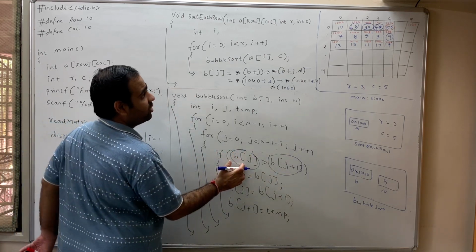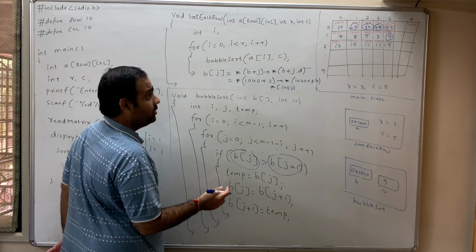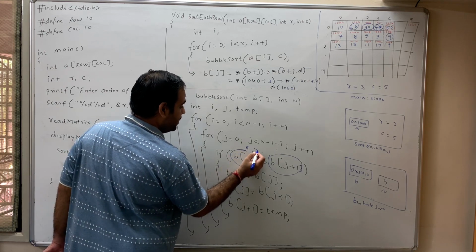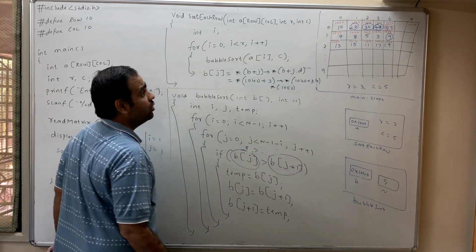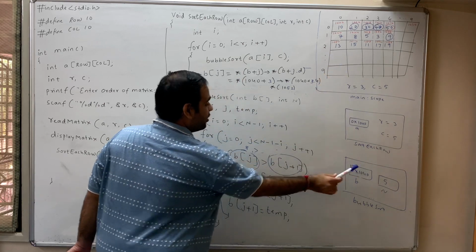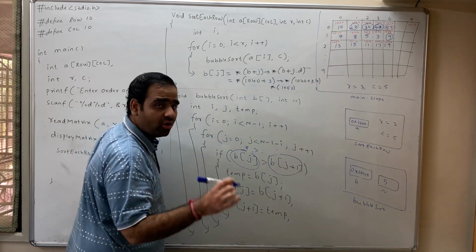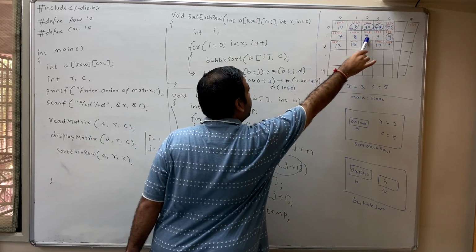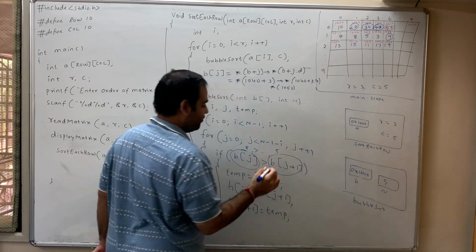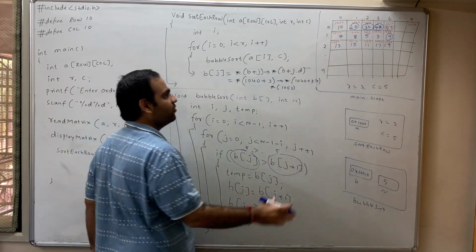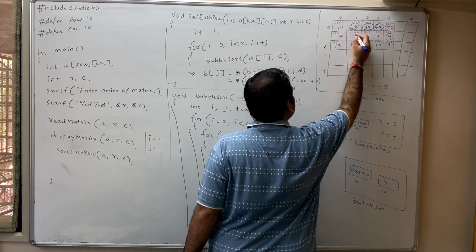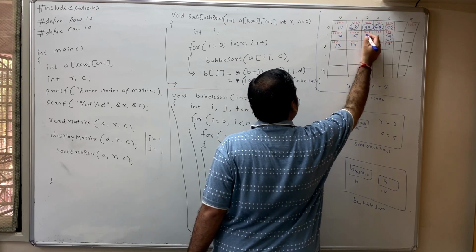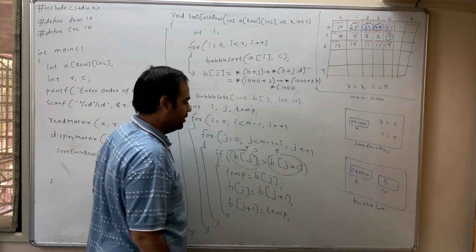Now b of 1, what is b of 1? 1040 + 1 * 4 is 1044, 8, b of 1 + 1 is b of 2, and what is b of 2 over here? 1040 + 2 * 4 is 1048, and what is 1048 here? It is 5, 8 greater than 5, yes sir, 8 is greater than 5, therefore you swap these two, 5 comes here and 8 goes over here.